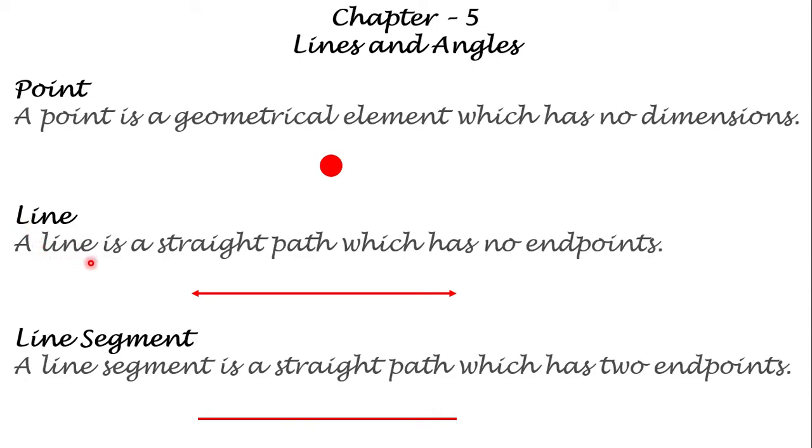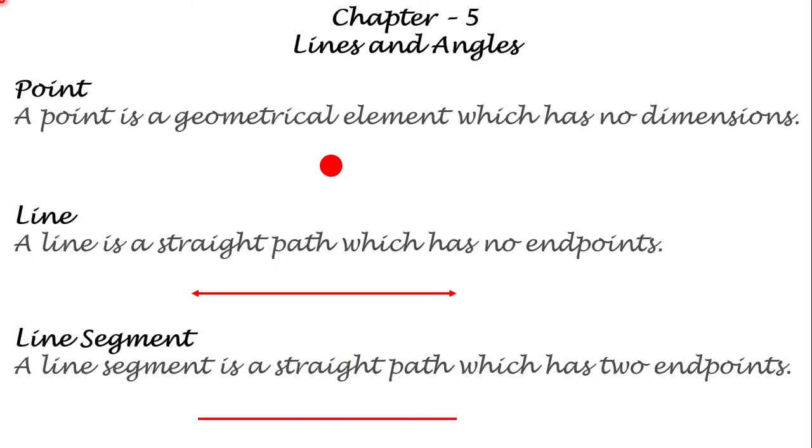Now, what is a line? A line is a straight path which has no endpoints. A line does not contain any kind of endpoint, so it can be extended from both sides infinite times. So it is not fixed. Whereas a line segment is a straight path which has two endpoints. So this and this are our endpoints, because this line segment starts from here and ends here. So it is a fixed line, we can measure it, or you can say it is measurable.